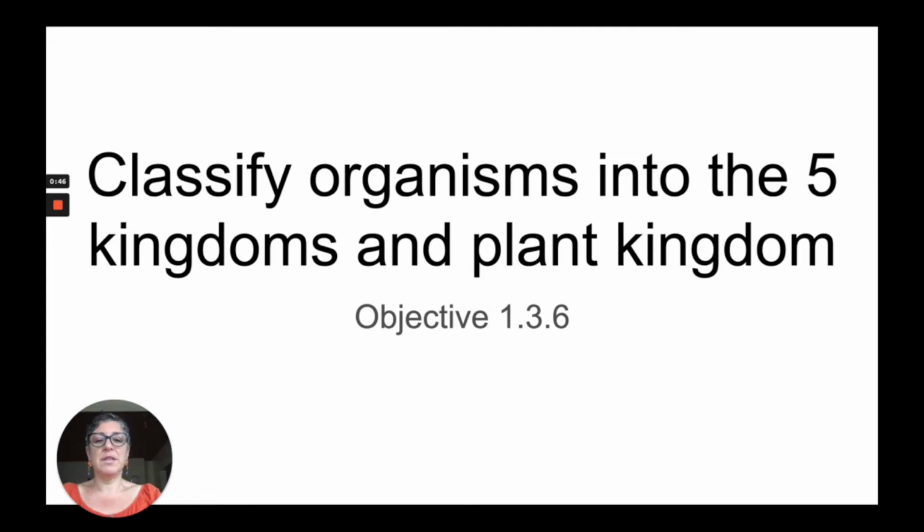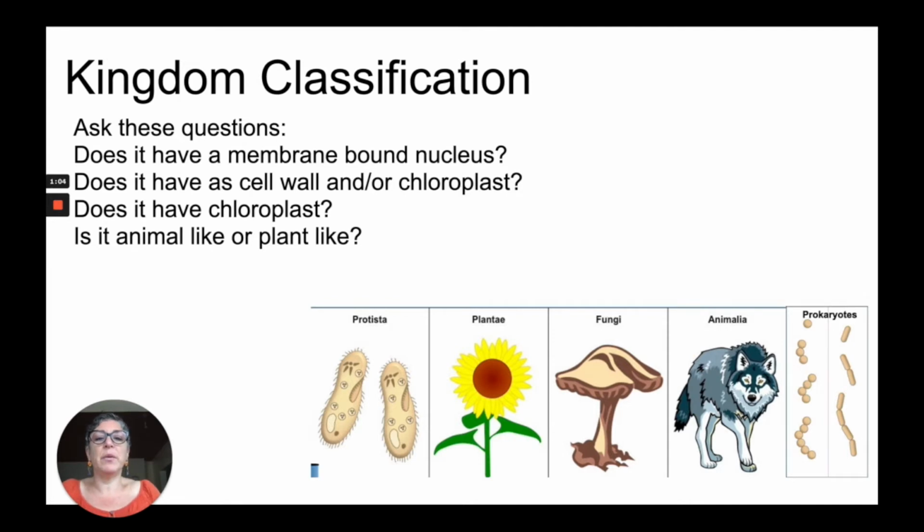This video covers the IGCSE Biology Objective 1.3.6 on the 2025 CAIE syllabus to classify organisms into the 5 kingdoms, including the plant kingdom. So as we go into kingdom classification, let's remind ourselves of the 5 kingdoms. That is protist, plant, fungi, animals, and prokaryotes, also known as bacteria.